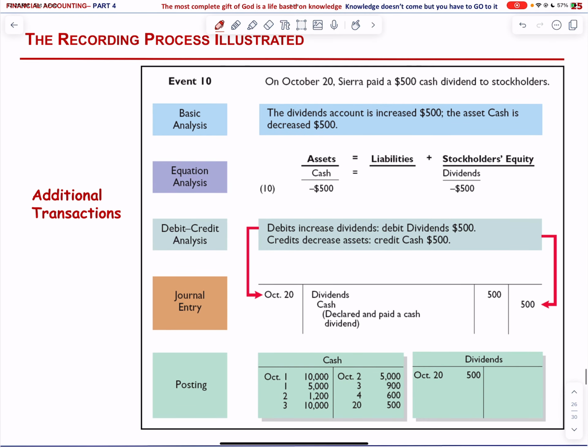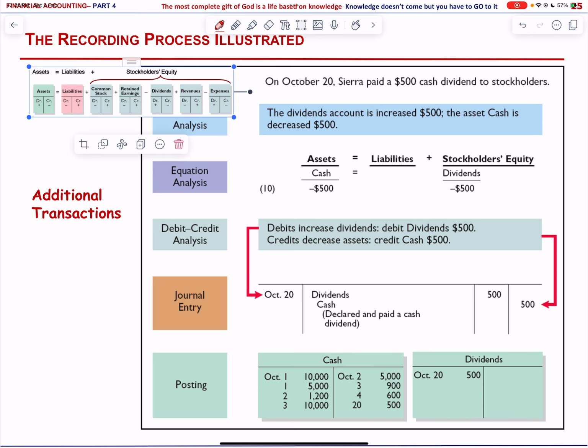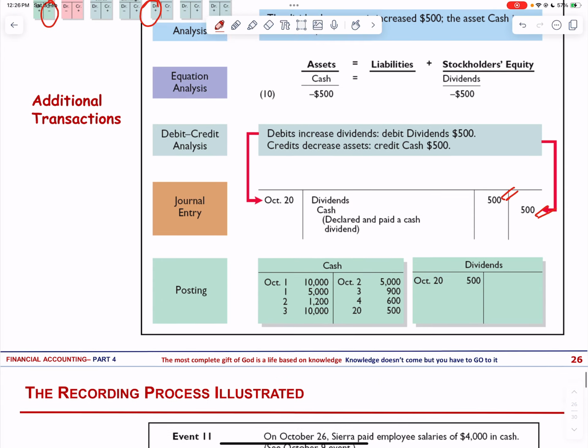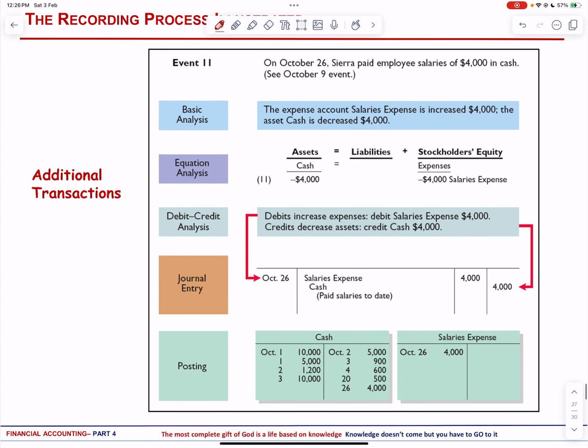Then on October 20, they have paid 500 cash dividend. Now, when we are paying cash, cash is an asset, it is decreasing, so cash has to be credited, and dividend is increasing, so that's why it has to be debited. Dividend is debit and cash is credit. Then we move on to the next transaction.